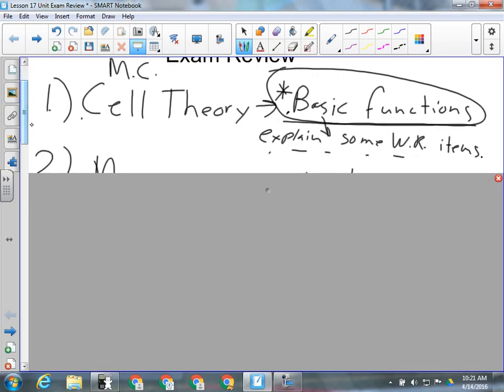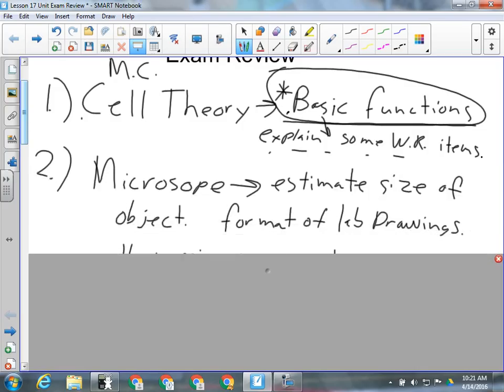Second thing we talked about, microscopes. You need to be able to estimate the size of an object. You need to remember your lab drawing format. Things like where does the title go, where does the size go, how should your labels look, just in case you're asked to draw one. Obviously, you would not be marked on your artistic ability. That would be so incredibly hypocritical of me, because you've seen how I draw.